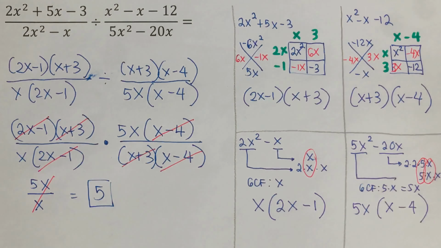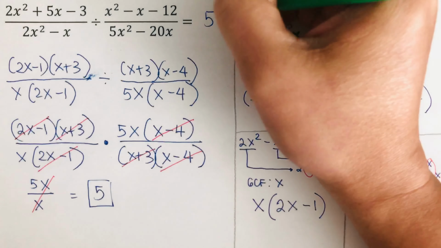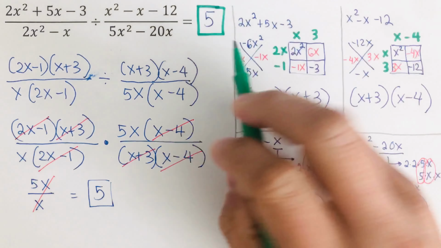So the quotient when these two expressions are divided together is 5. So I'm just going to put that answer up here. Now, did you get the same answer as this?